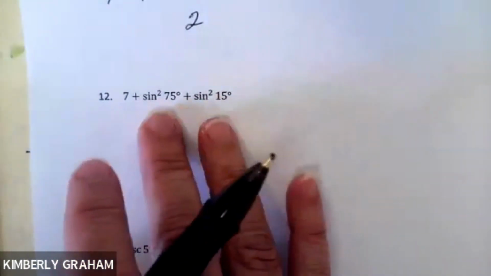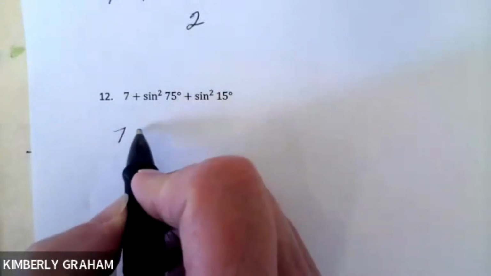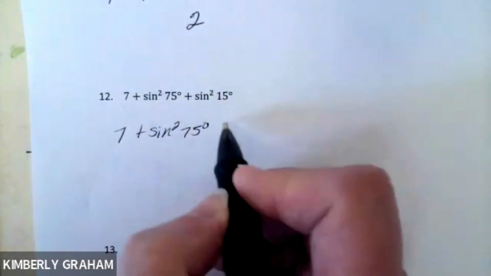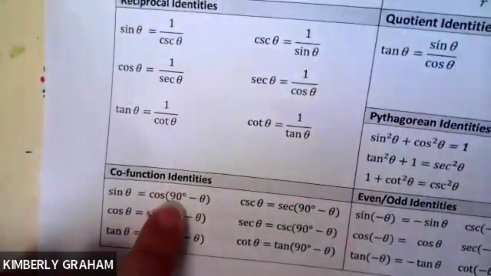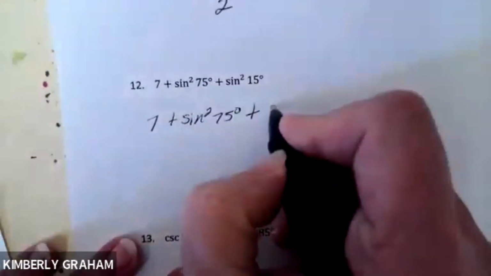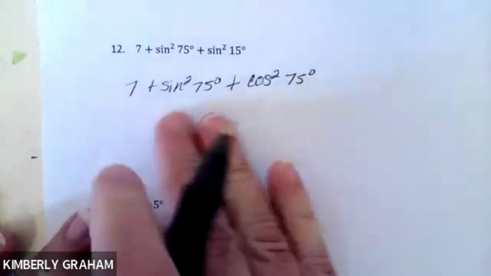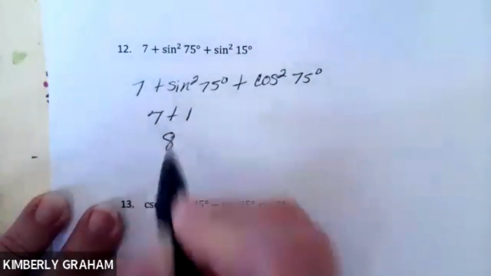Problem 12, I need to change one of these two to end up with having the same angle measure. So I'm going to keep this sine squared of 75 degrees, and I'm going to change this sine squared of 15, and that's going to be the cosine of 90 minus 15. It's going to be the cosine of 75. So now I have sine squared plus cosine squared. That's Pythagorean identity, and that's equal to 1. So 7 and 1 is 8.